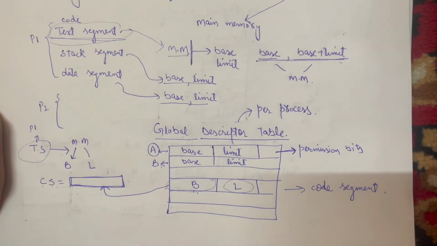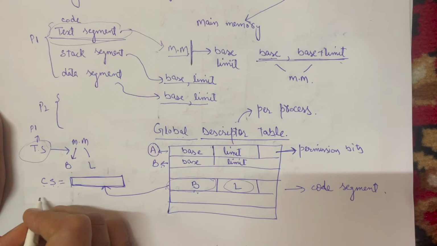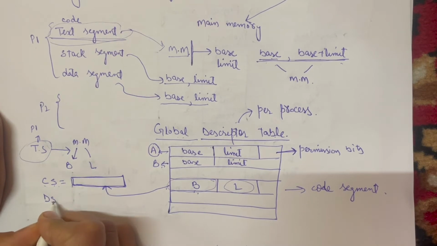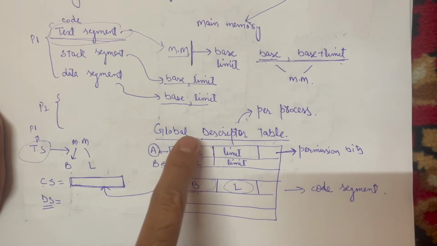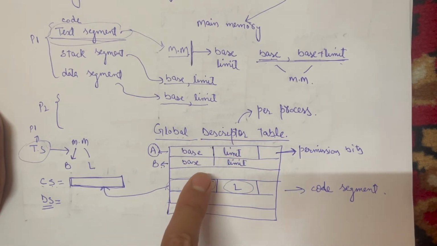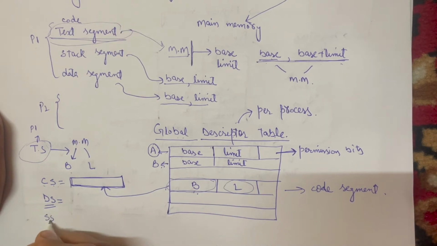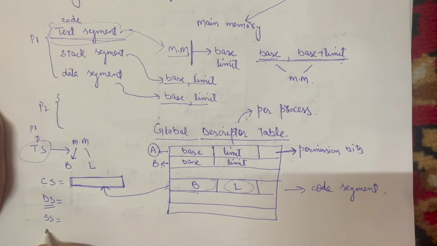Okay, likewise we have a data segment register. This register stores the address of the entry in the global descriptor table that stores the base and limit of the data segment. Okay, likewise we have stack segment. We have different other registers. ES, this is also one of the registers.